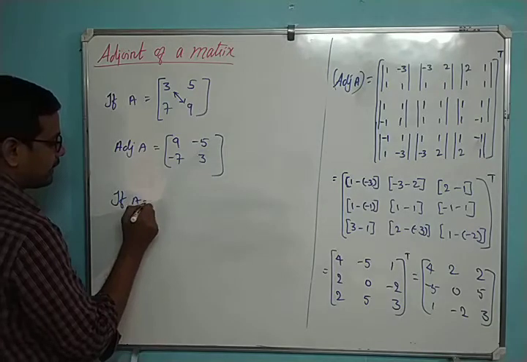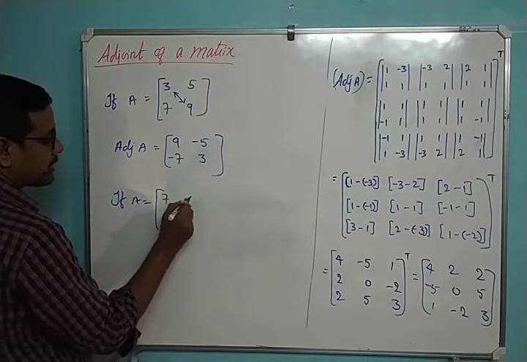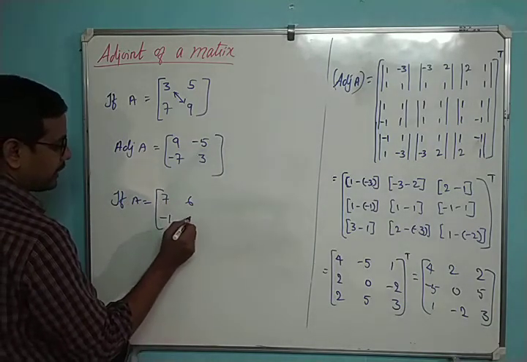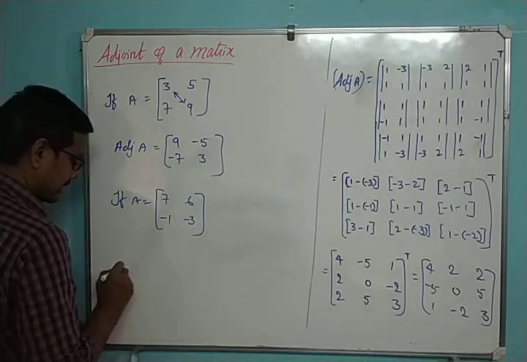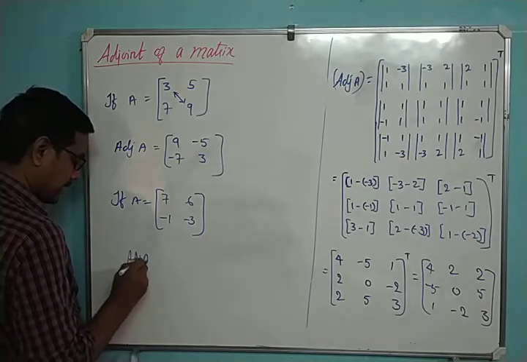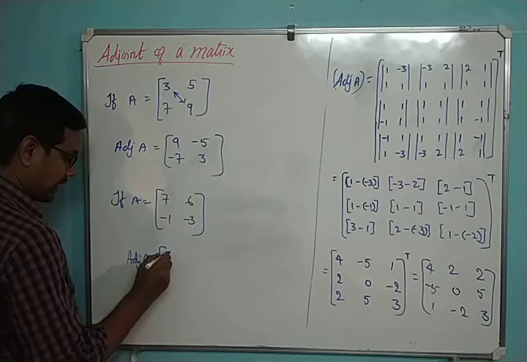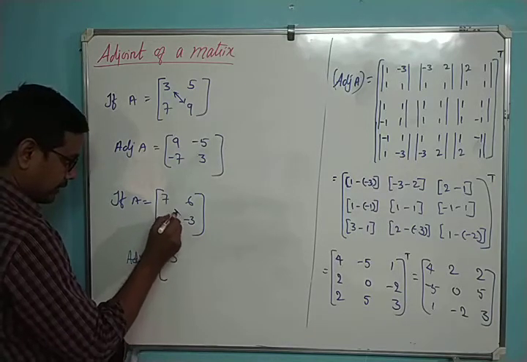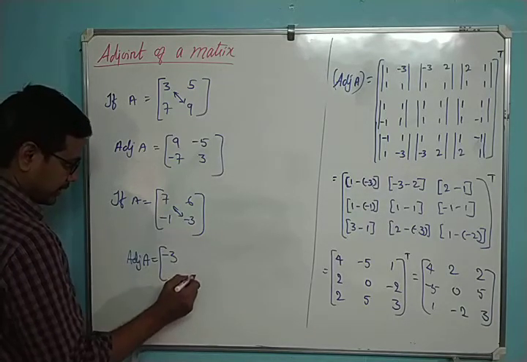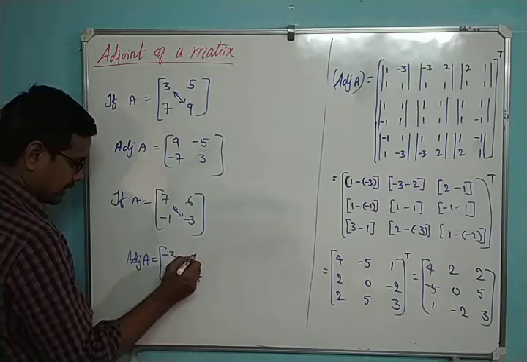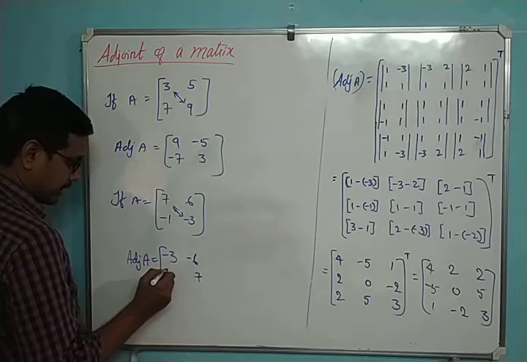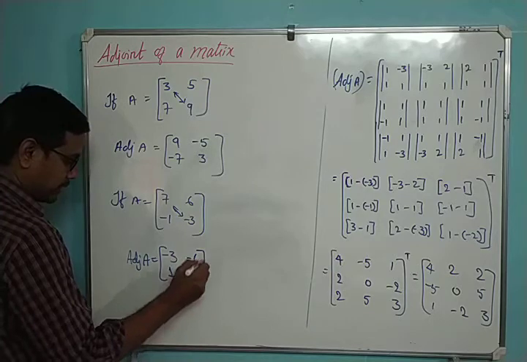If A is equal to [7, 6; -1, -3], then adjoint A will be equal to: -3 comes here. We need to shift this. 7 will come here. 6 is there, plus it will become -6. -1 is there, it will become +1.